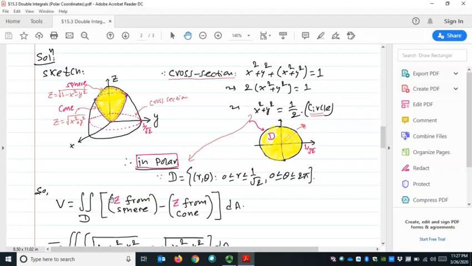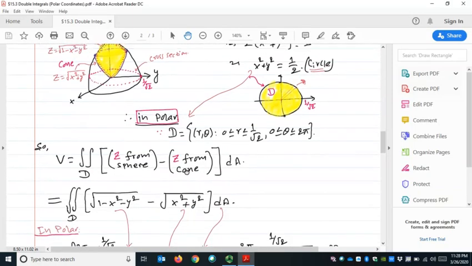So double integrals, the function coming from the upper curve or the top curve, here the z coming from the sphere is on the top, and then the function, the z coming from the bottom curve or the cone. Hopefully this formula makes sense to you. Then let's put the values.